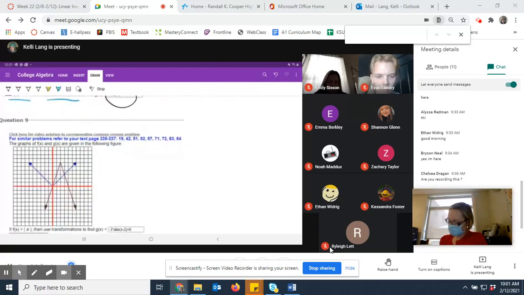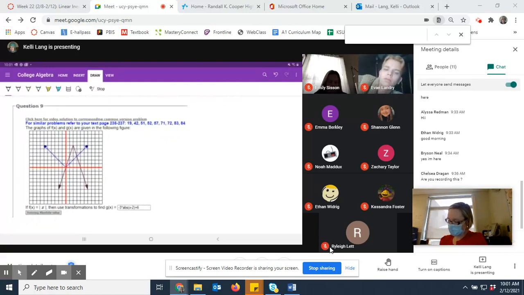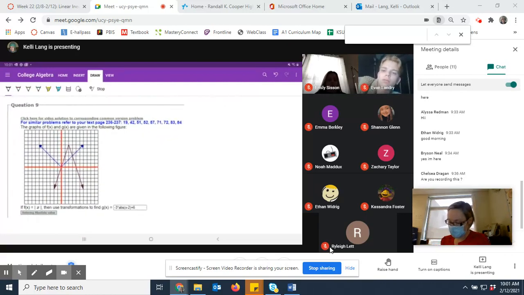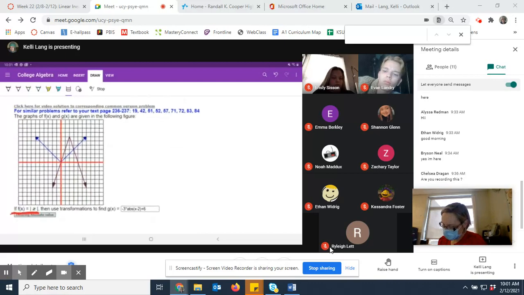All right. For question 9, we're doing something very similar, except our parent function is different. Our parent function for this one is the absolute value of x. So notice our starting point here is an absolute value that goes through the origin. Notice that both sides have a slope of 1 or negative 1. And we're going to be transforming it to get the purple graph. So how do we do that?